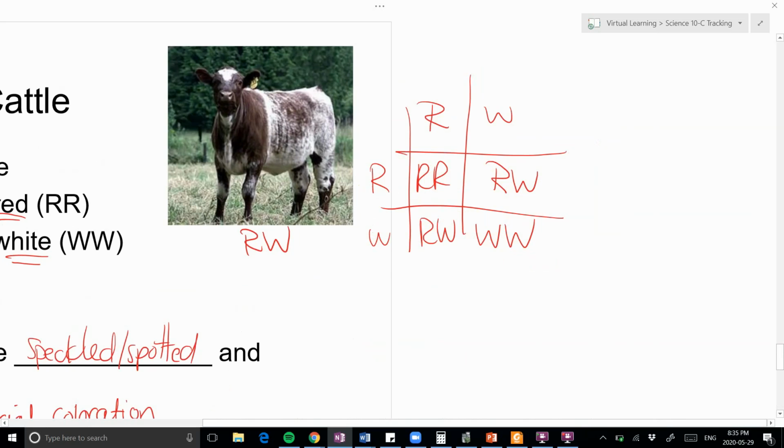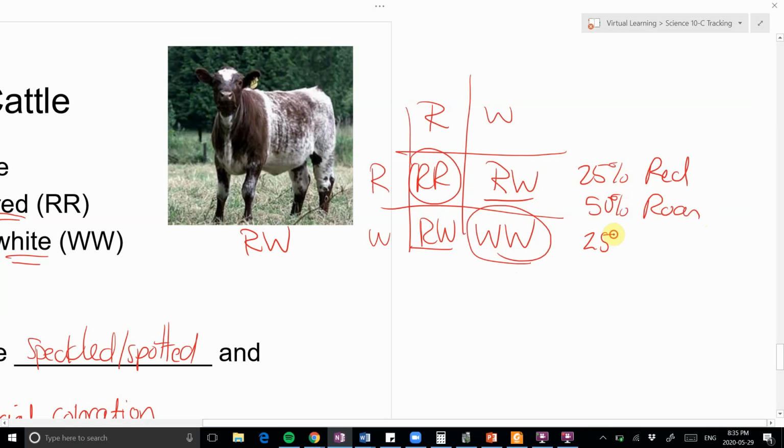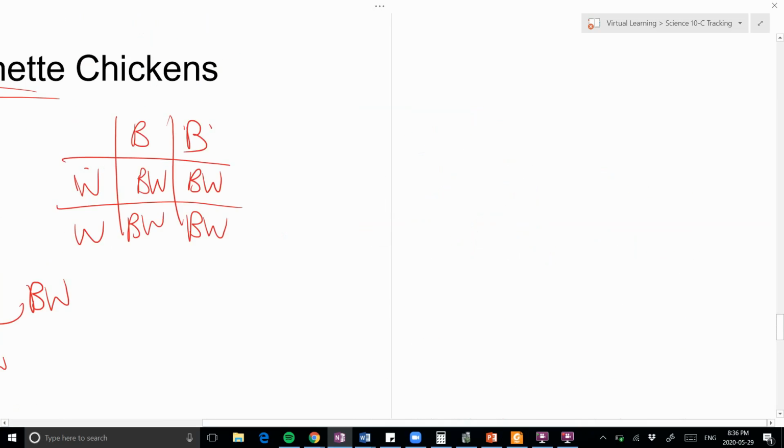So before, all of your offspring were going to be this heterozygous state. If we cross those, now you've got 25% that are going to be red, 50% would be roan, and 25% would be white. And remember, these are probabilities, right? They're not for sure. This is predicting. If we were to predict what their offspring would look like, that would be our prediction.